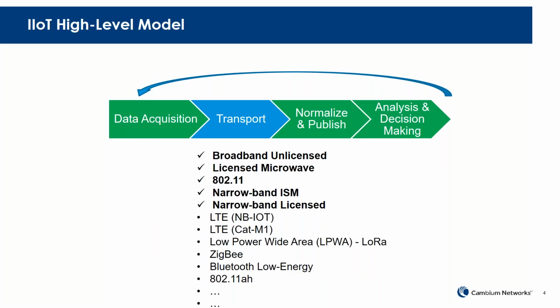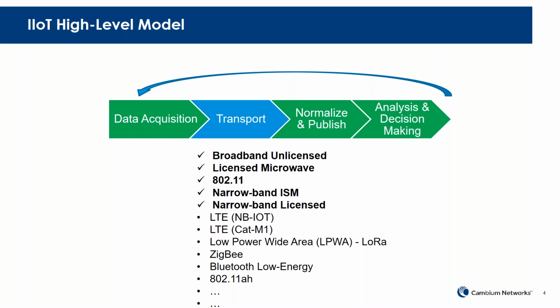So when we talk about IIoT, as Cambium, we're really focused on the transport piece of this overall model. So you have, imagine, sensors that are collecting information from various physical parameters like temperature and pressure and water levels, vibration. And then that data gets digitized and then transported across a wide area network. And that's really where Cambium focuses.